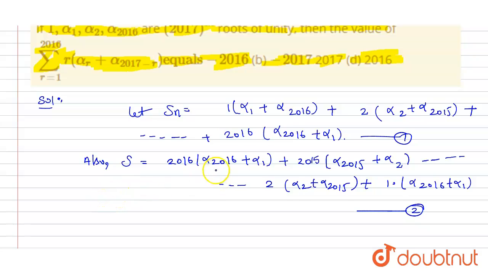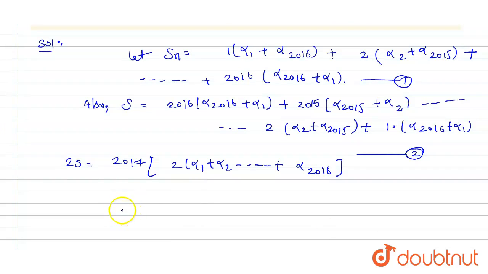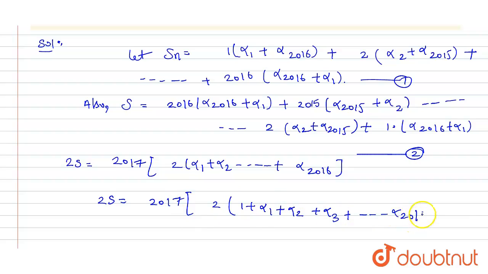Okay, so on adding equations 1 and 2, we will get twice of S equals 2017 into (alpha 1 plus alpha 2 up to so on plus alpha 2016). Now also simplifying it, we will get 2017 into (1 plus alpha 1 plus alpha 2 plus alpha 3 plus up to so on alpha 2016 minus 1). What we did, we just added and subtracted 1.